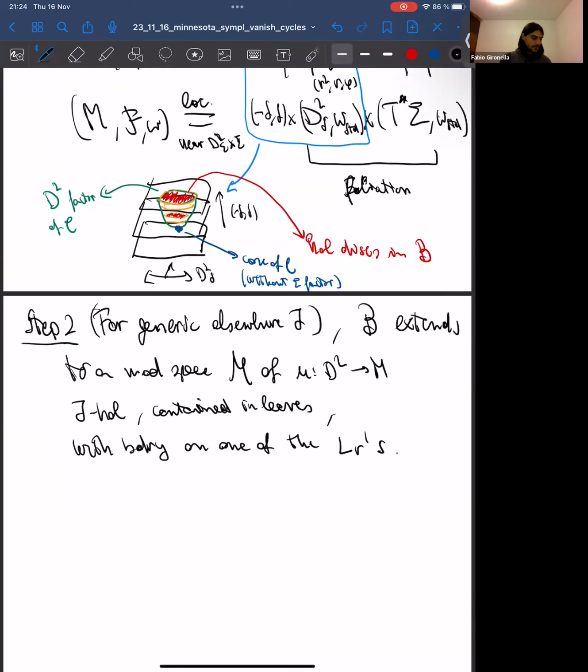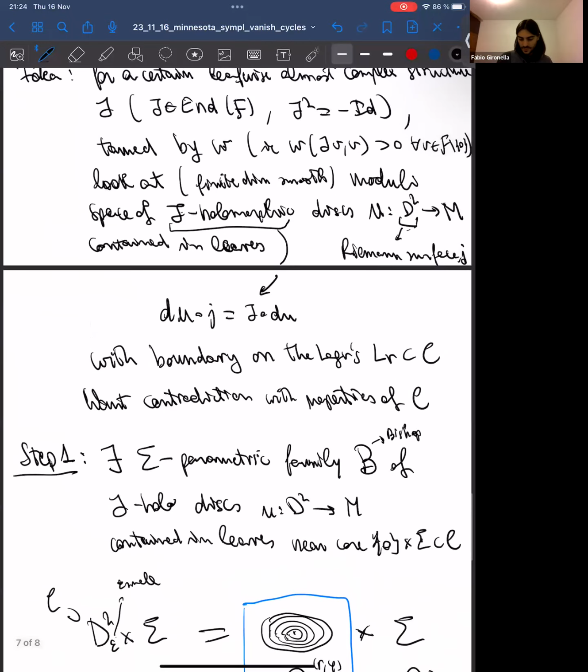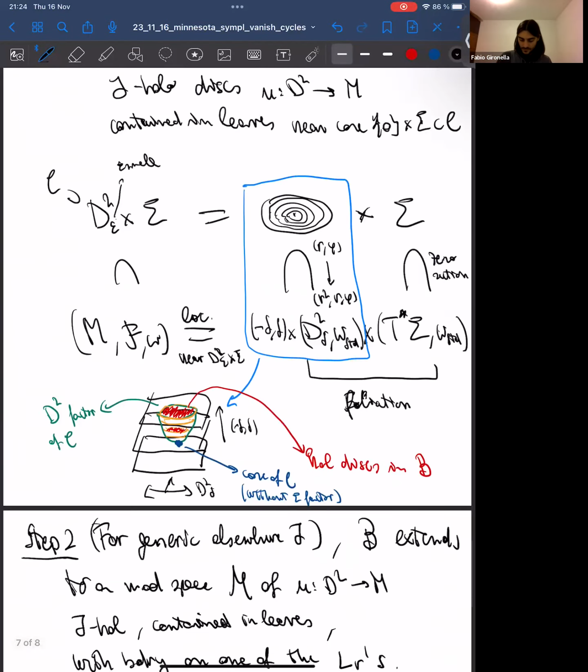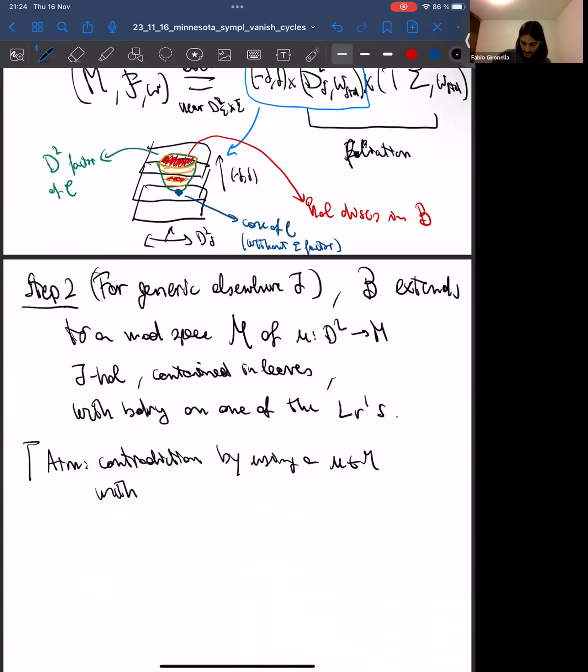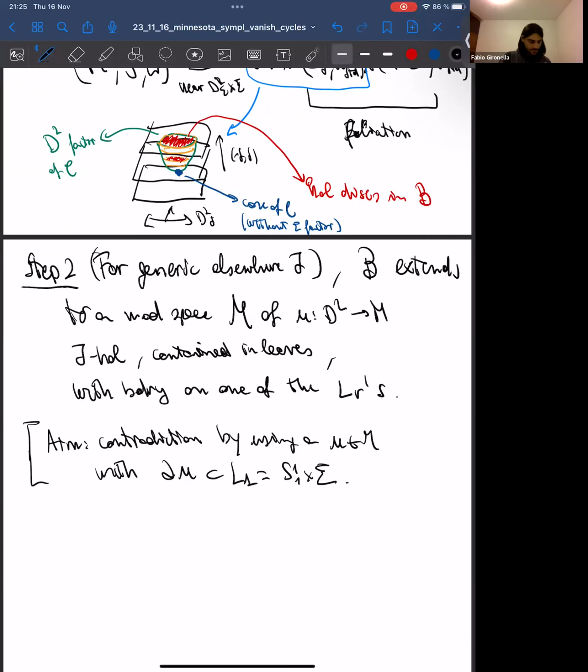Okay, so that's what we are actually aiming for. That's the contradiction that we're aiming for. We want to find a disk which has boundary on the boundary leaf, by using a disk in this moduli space which has boundary in the Lagrangian L1, which is S1 times sigma. Okay, that's the aim, and then I'm going to explain why this is enough in a second.